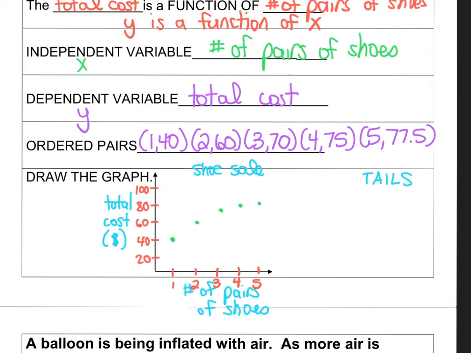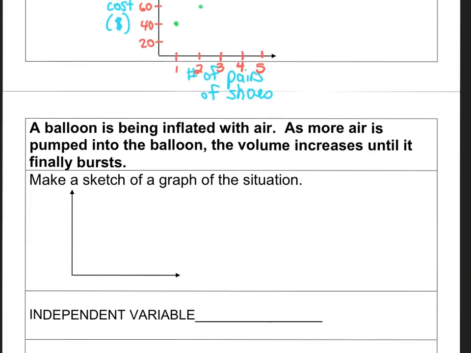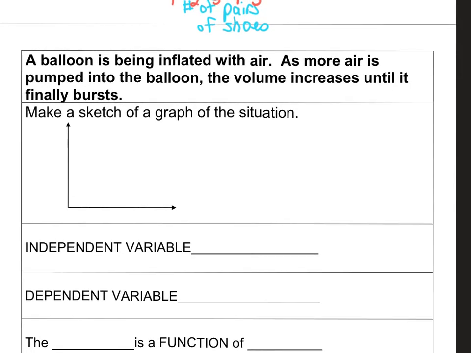All right, so let's look at our next example. A balloon is being inflated with air. As more air is pumped into the balloon, the volume increases until it finally bursts. Make a sketch of a graph of this situation. So first we have to figure out how we would label our x and our y. We know that y depends on x. So what depends on what? Does the volume depend on the amount of air, or does the air depend on the amount of volume?